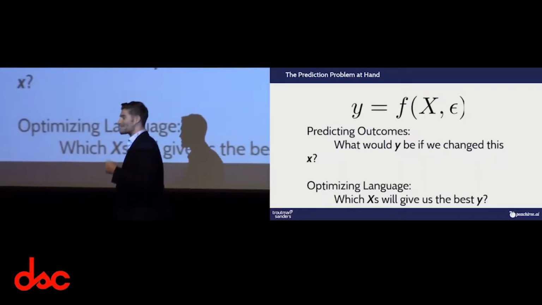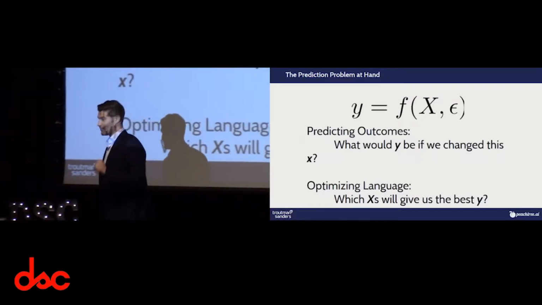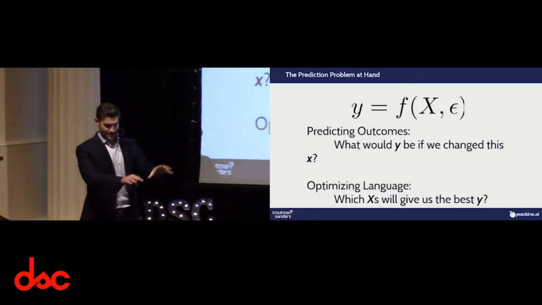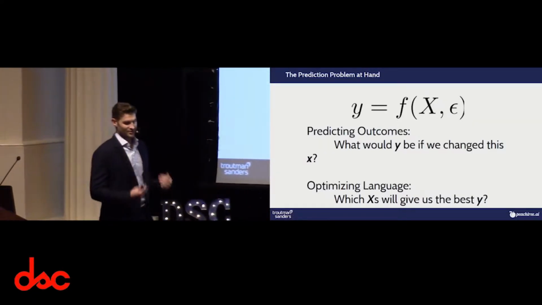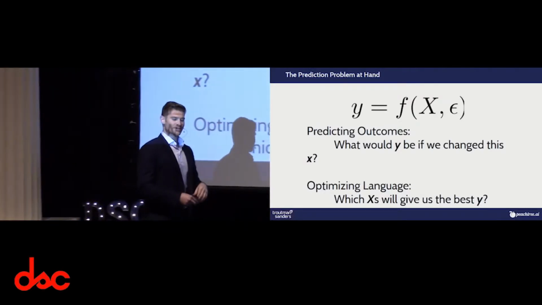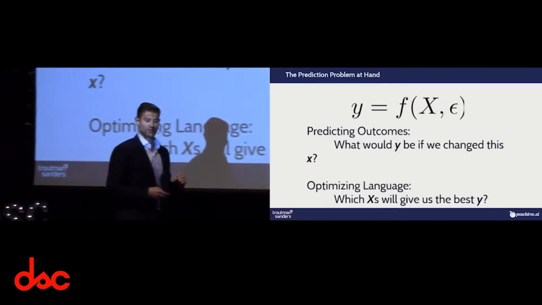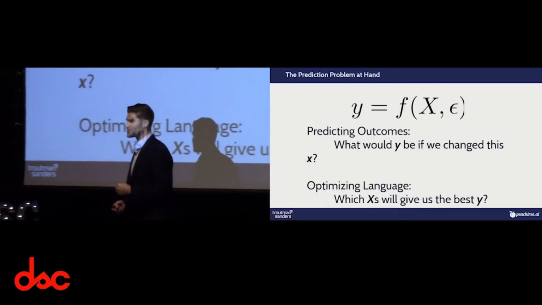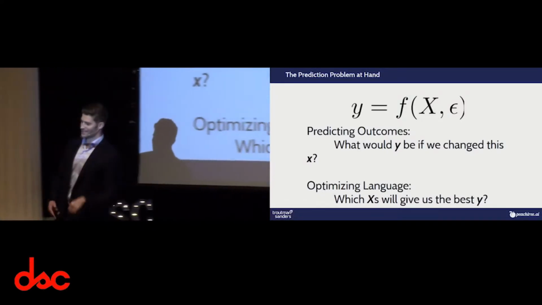One question that we might substantively be interested in would be, what would the risk be if we changed this provision? So that's one causal question we might be interested in. Another one might be, if we want to achieve our optimal risk, what provisions would we want to put into the contract to achieve that optimal risk? So those are two questions that we can answer using these techniques.